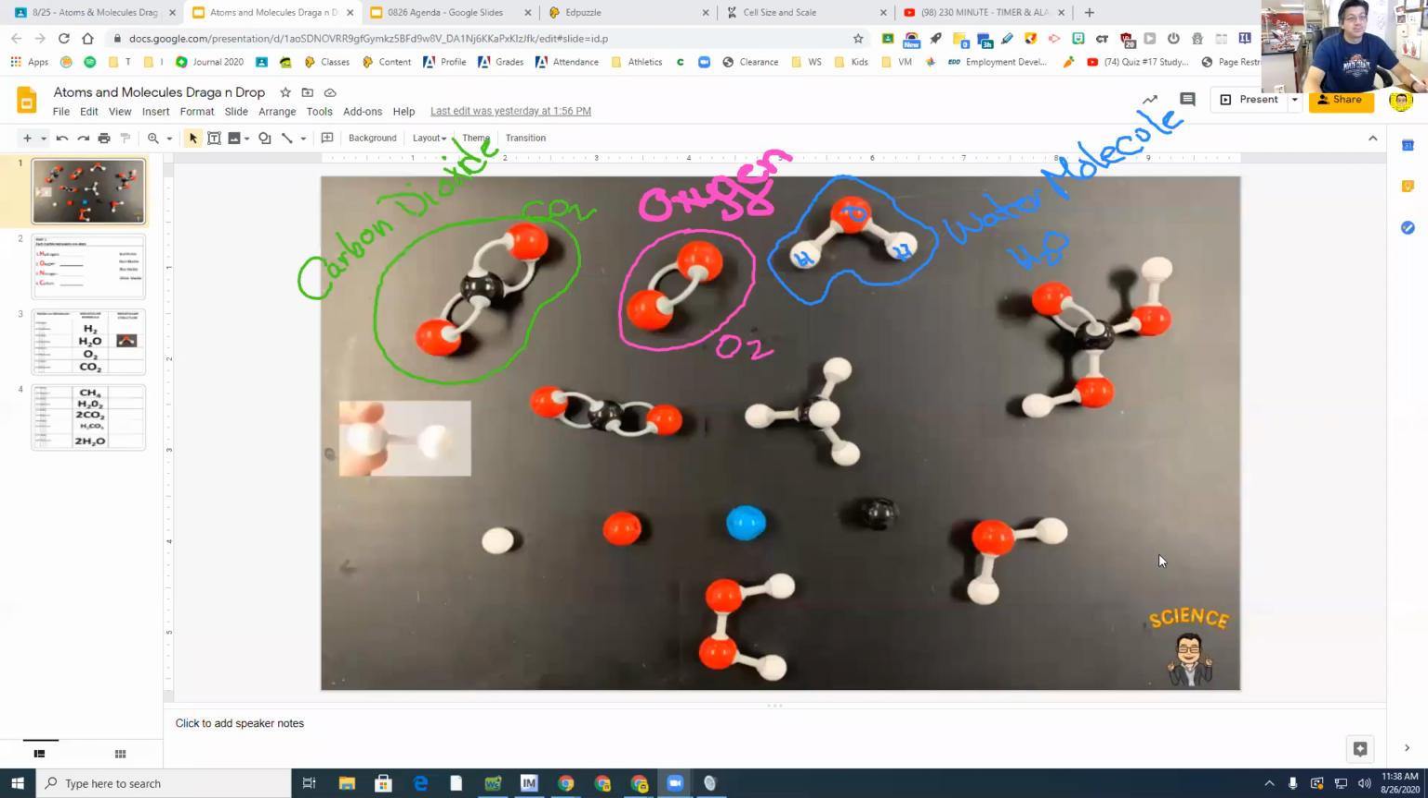All right, so now that we understand this idea of molecules, and how atoms are made out of molecules, let's talk about the big picture.